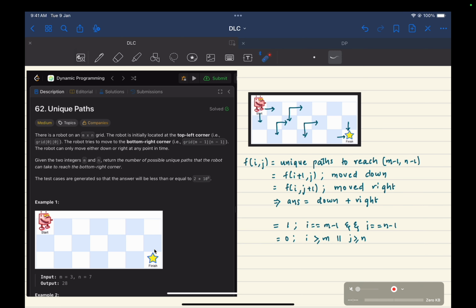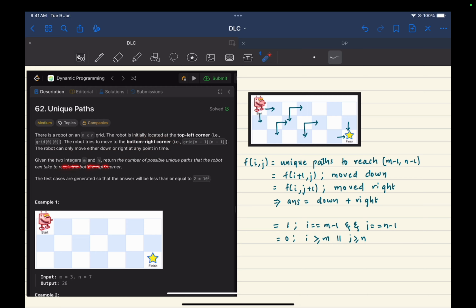The problem statement states there is a robot on an m by n grid. The robot is initially located at the top left corner, that is grid 0, 0. The robot tries to move to the bottom right corner, which is grid of m minus 1 and n minus 1. The robot can move either in the down direction or right at any given point of time.